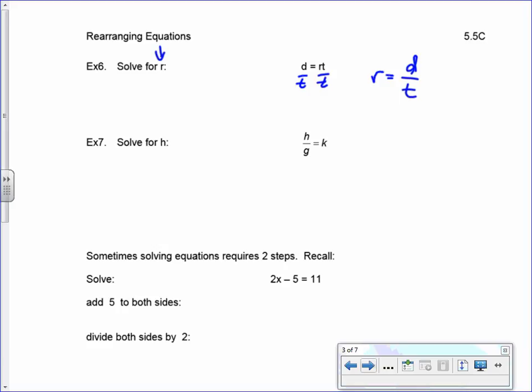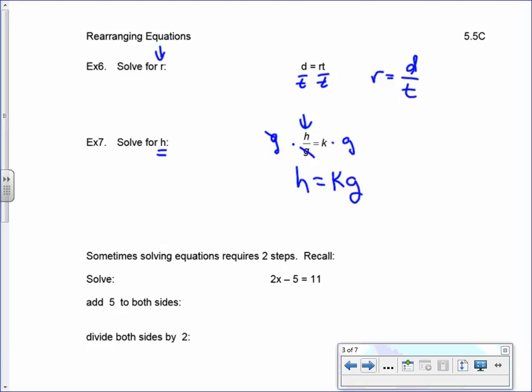Okay, example 7. We are solving for H. There's the H. What am I trying to eliminate this time? What needs to go? The G. All right? So am I going to add it, subtract it, multiply it, or divide it? Multiply. It says divided. I need to do the other thing. So don't put divided by. Make sure you put multiply. And G on top and G on bottom cancel. And I get H equals K times G. Okay? Pretty easy? Yes? Okay.